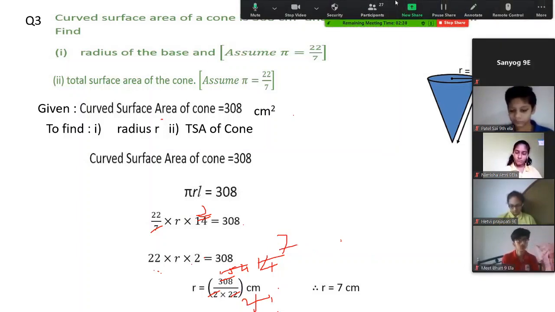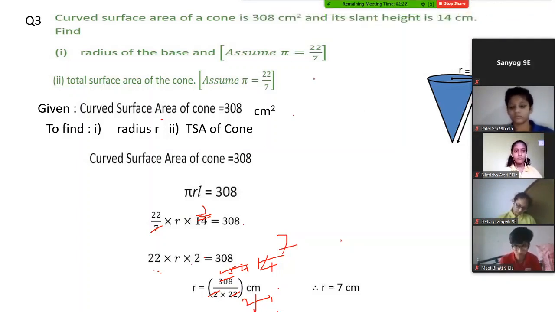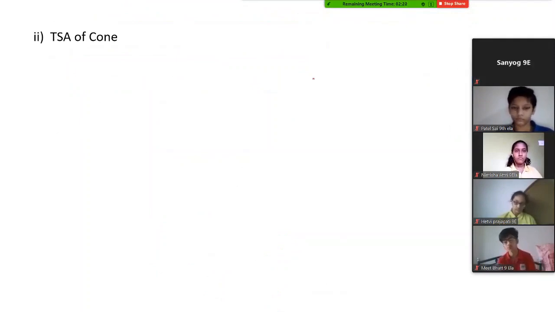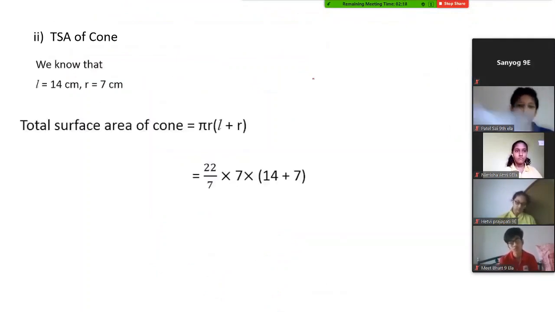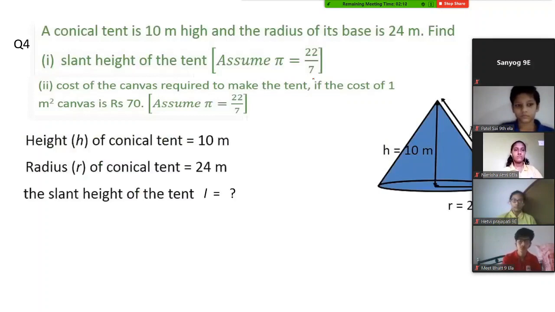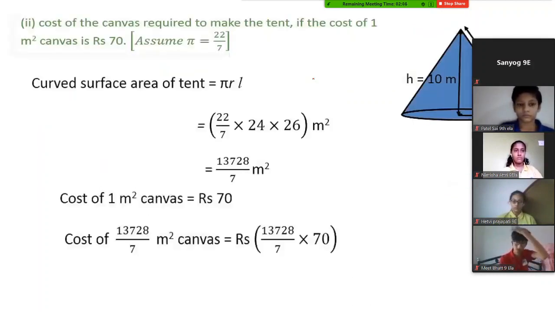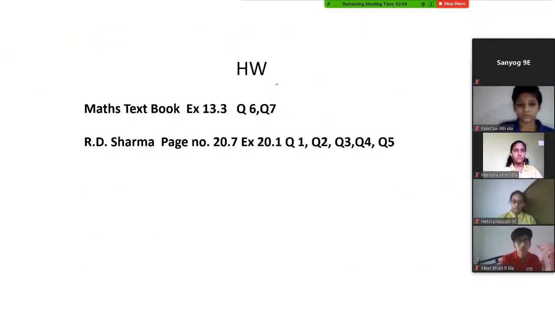Please see your homework part in your WhatsApp. I'm just giving you the homework part over here. TSA you can calculate by yourself once you got the R. So take this as homework. This question I will do later, tomorrow. First you take your homework. Homework is this.